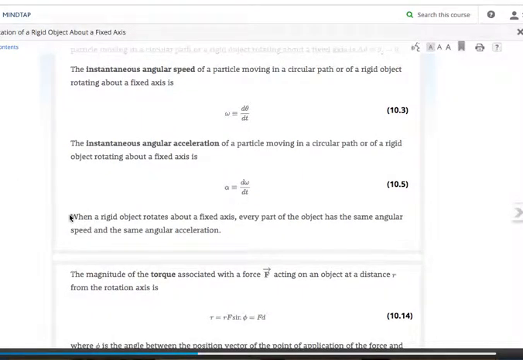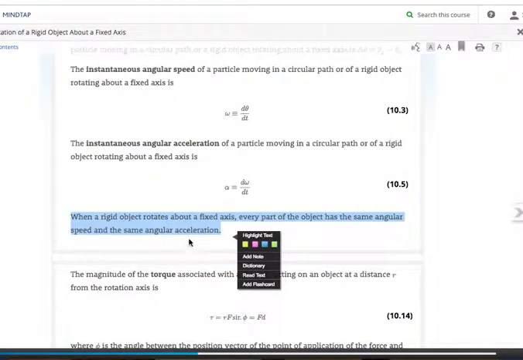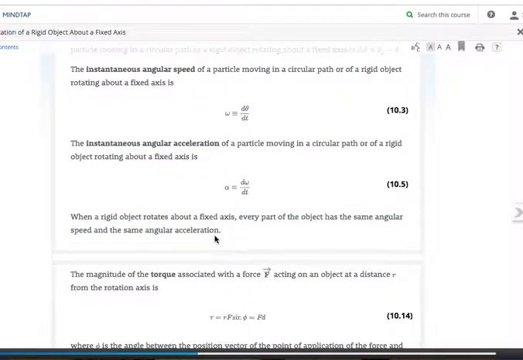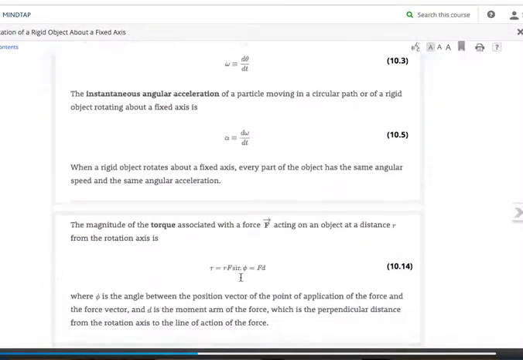This is a really important concept when talking about rotational stuff. When a rigid object rotates about a fixed axis, every part of the object has the same angular speed and the same angular acceleration. They may have different linear variables, but they will have the same angular variables.